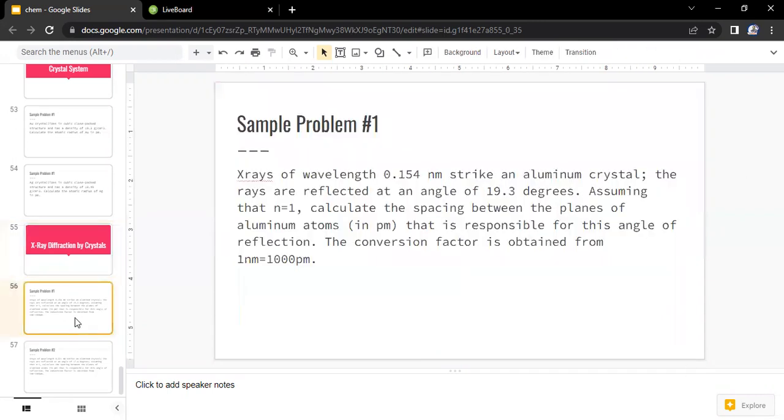We have the following problems. Sample problem number 1: X-rays of wavelength 0.154 nanometer strike an aluminum crystal. The X-rays are reflected at an angle of 19.3 degrees. Assuming that n equals 1, calculate the spacing between the planes of aluminum atoms in picometers that is responsible for this angle of reflection. The conversion factor is obtained from 1 nanometer equivalent to 1,000 picometers.